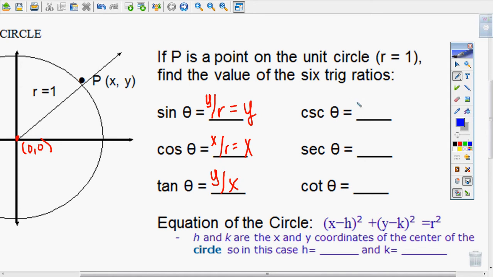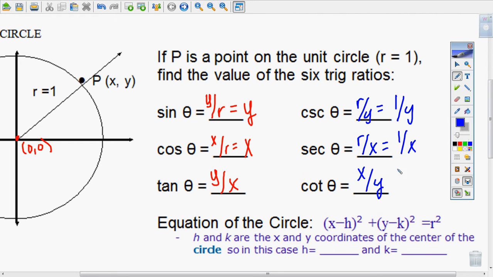Cosecant theta is the reciprocal of sine theta. So instead of y over r, it became r over y, which means that since r is 1, it's 1 over y. Secant theta is the reciprocal of cosine theta, which is r over x, so it became 1 over x. And cotangent theta is the reciprocal of tan theta, so it becomes x over y. Hopefully, this looks familiar.